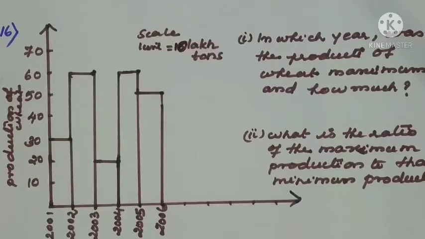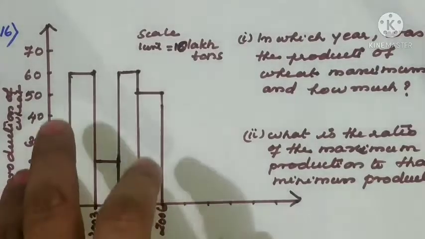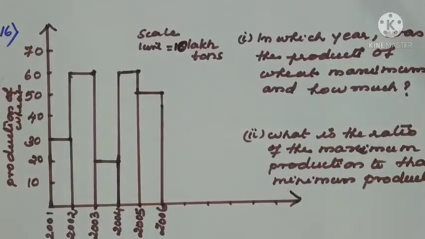This time it is asked. Now the graph, you can see that labeling is done here, years, and on this side production of the wheat, scale 1 unit equal to 10 lakh tons only. Now the questions based on this: in which year was the production of wheat maximum, and how much?